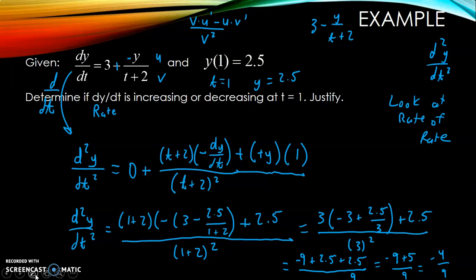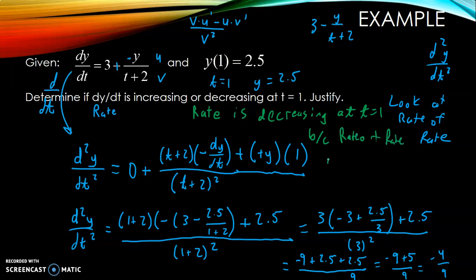So then to answer this question, we would say that the rate is decreasing at t equals 1 because the rate of the rate is negative. And we'll practice justifying as we get a little bit closer to the AP exam.